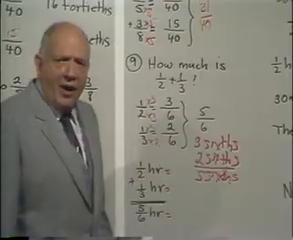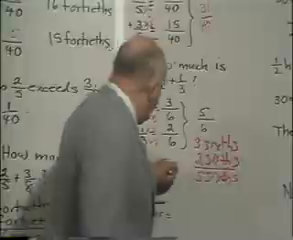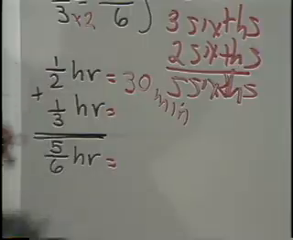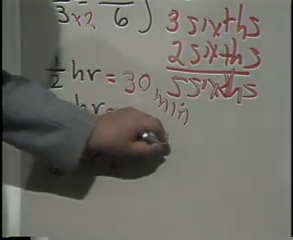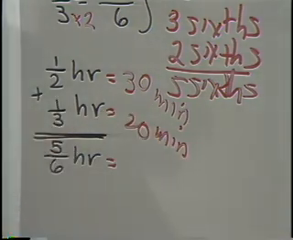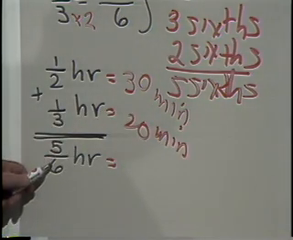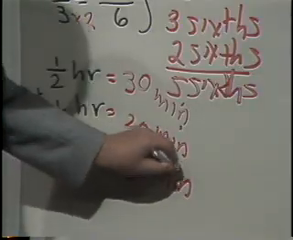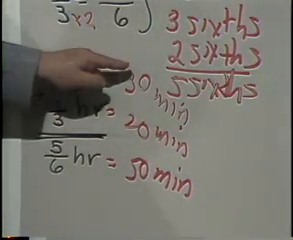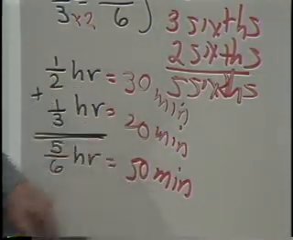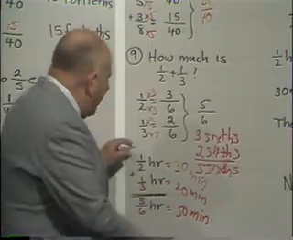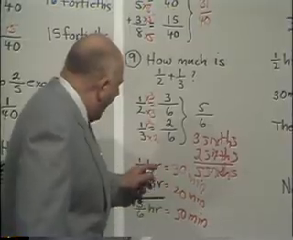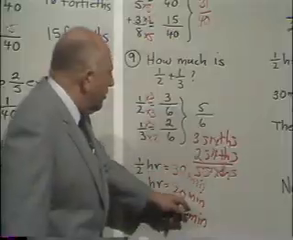How many minutes is a half hour? 60 minutes divided by 2 is 30 minutes. What's a 1/3 of an hour? 60 minutes divided by 3 is 20. What's 5/6 of an hour? 60 divided by 6 is 10. 10 times 5 is 50. Is this now a true statement in minutes? Sure, 30 minutes plus 20 minutes is 50 minutes. Isn't that exciting? This looks like a fraction problem, but it's really what? A whole number problem if I convert my noun from hours to minutes.